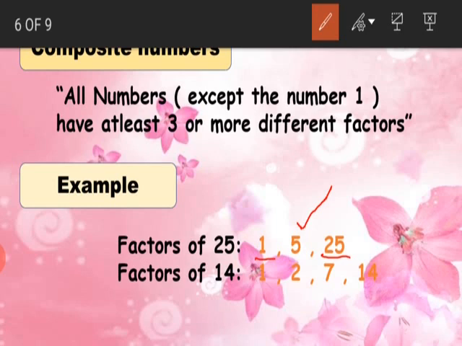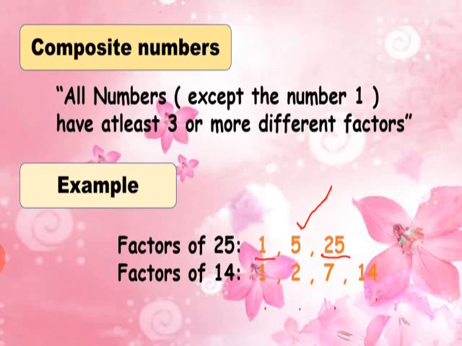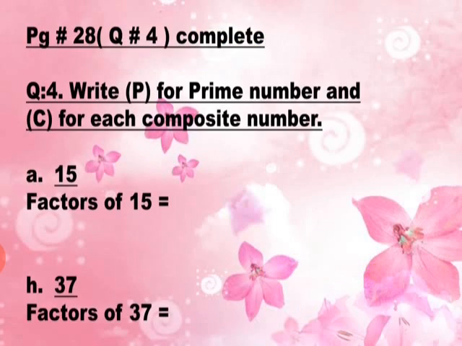Okay. Similarly class, we have factors of 14 and these are 1, 2, 7, 14. 4 factors. It means this number 14 is a composite number. Okay. Now class, let's start our copy work. And it is page number 28, question number 4. Sorry, not copy work. It's your book work. You have to do it in your books.